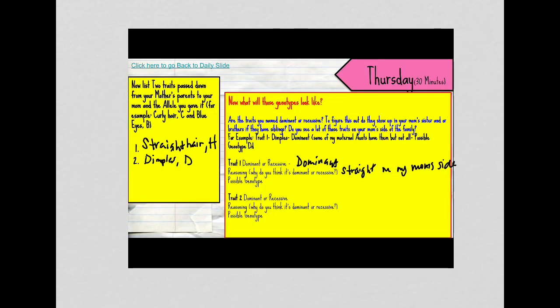So a possible genotype for that could be capital H, capital H. I'm going to say that they're homozygous dominant for this trait. For trait 2, for dimples, because I'm my mom's child, I have dimples, I'm going to say that this is a dominant trait as well. And I'm going to say that because some of us have it, some of us don't. But instead of it being capital D, I'm going to make it capital D, lowercase d. Because remember, my mom doesn't have dimples, but I do, and grandmama does.